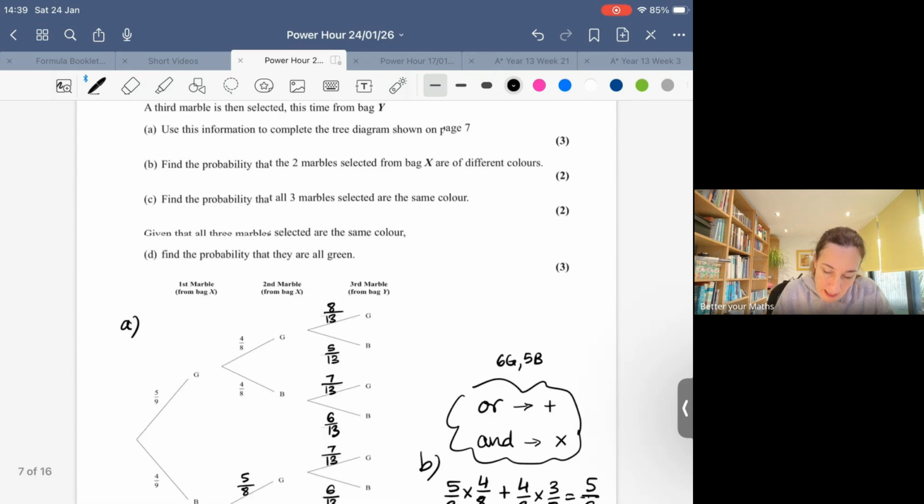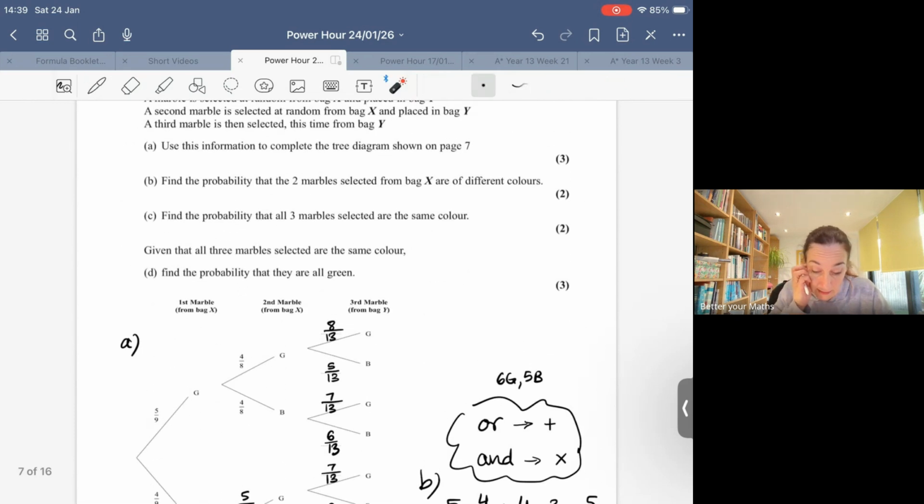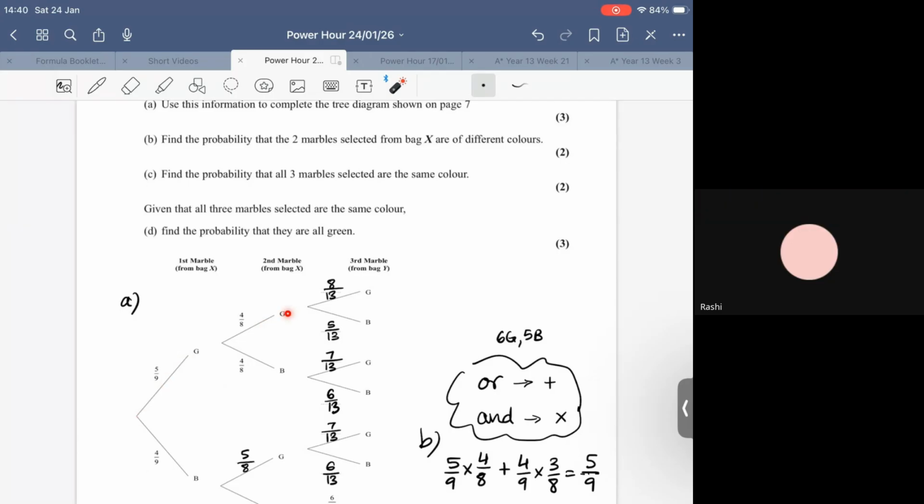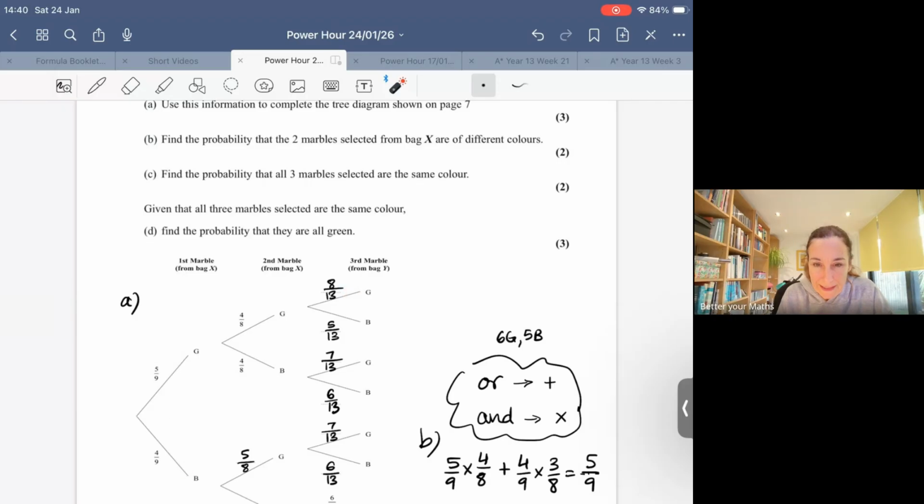Now, find the probability that all three marbles are the same color. So now we are considering bag Y. What are the options, Rashi? The three of them in the same color. Green, green, green, and blue, blue, blue. Exactly. So what am I going to do with the probabilities? Tell me.